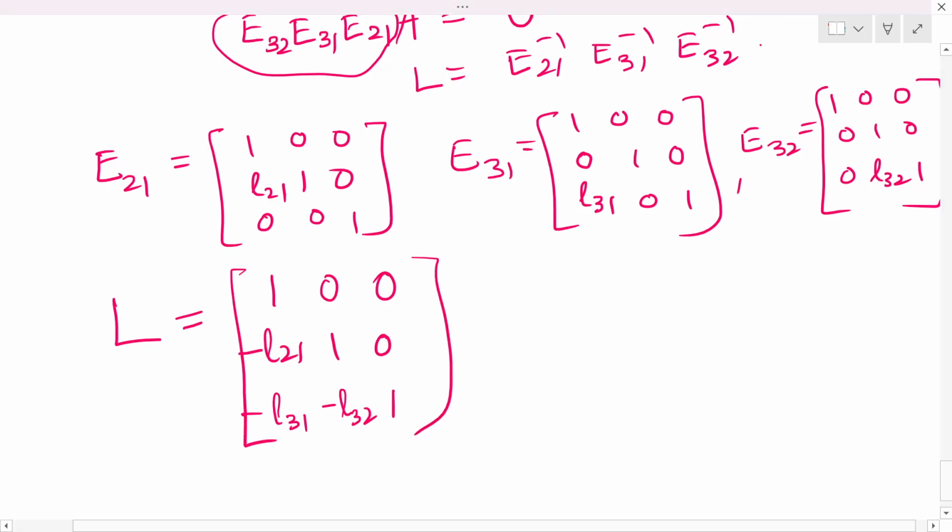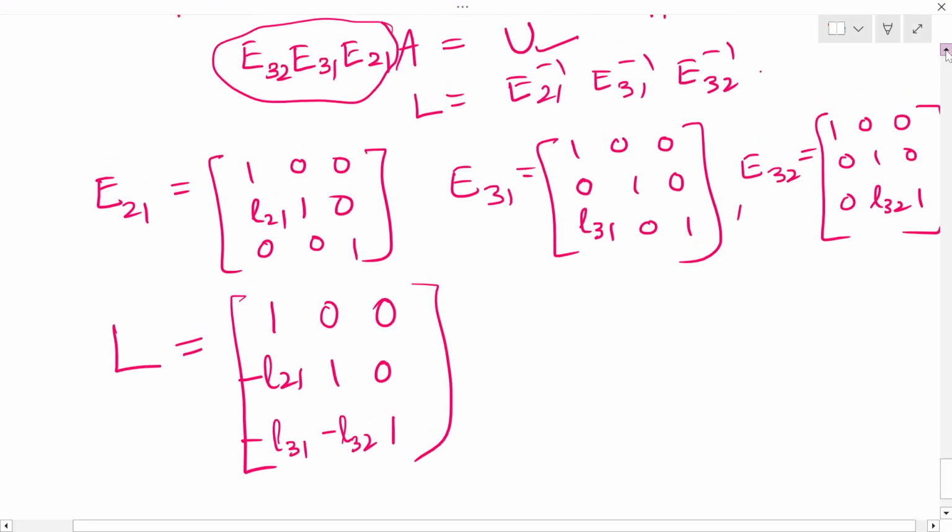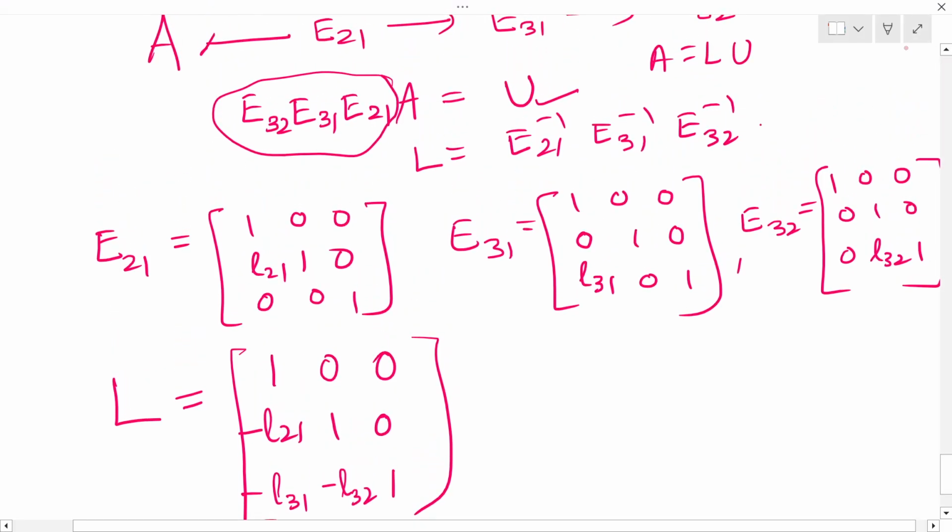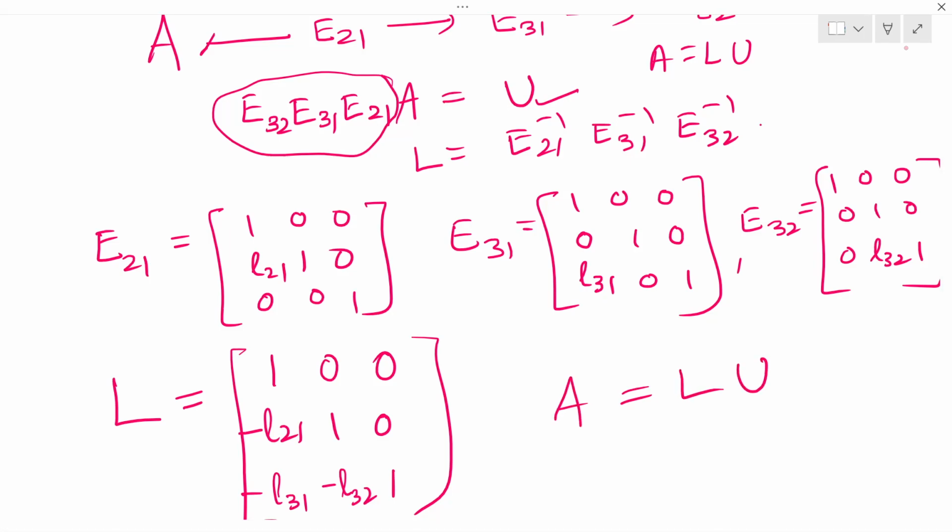Already I have my U. This is my U. Observe here. This is my U. This is my L. So I got A equal to LU factorization.